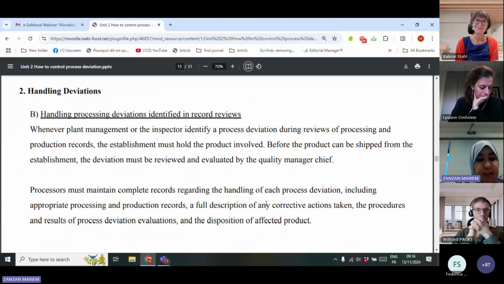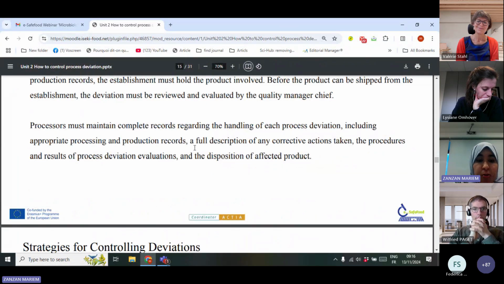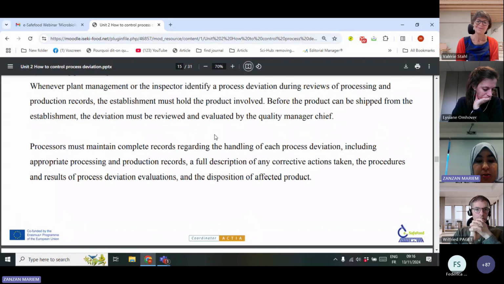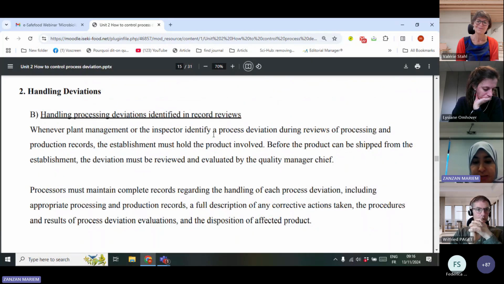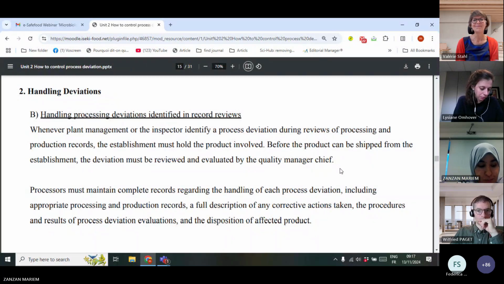In the case that the process deviation is identified in record review, the processors must maintain a complete record regarding the handling of each process, including appropriate processing and production records, a full description of any corrective action taken, the procedures and the results of process deviation evaluations, and the disposition of the affected product.